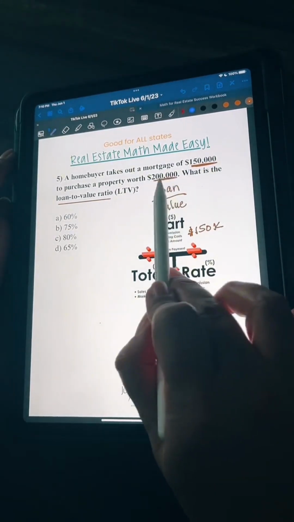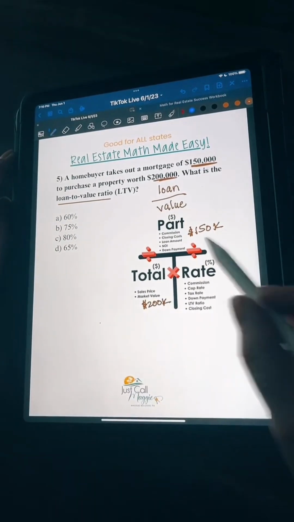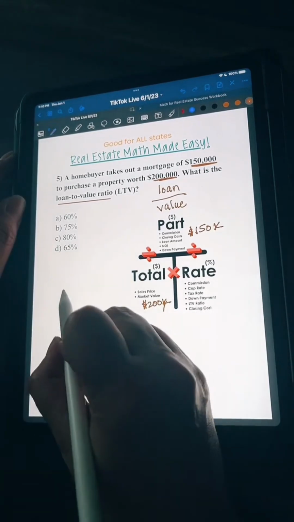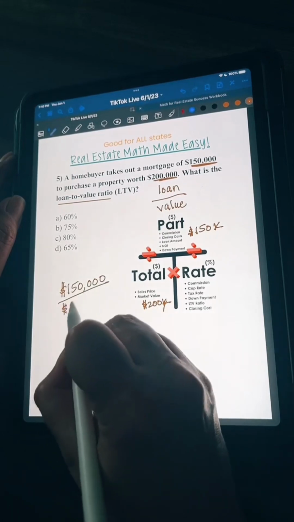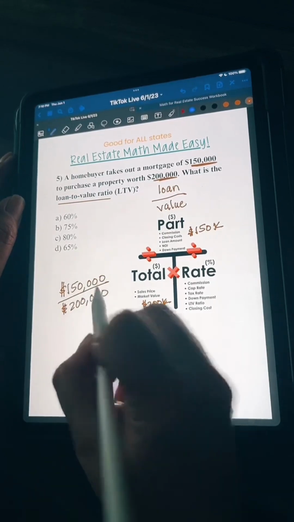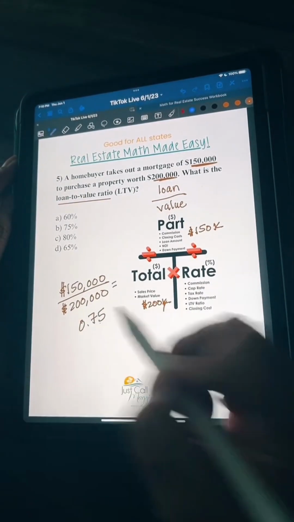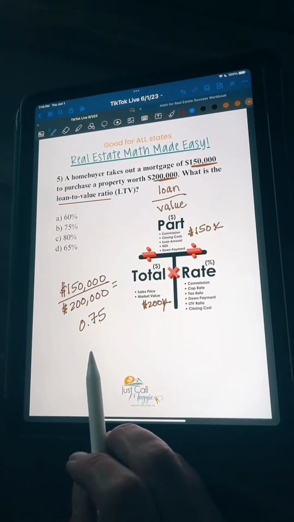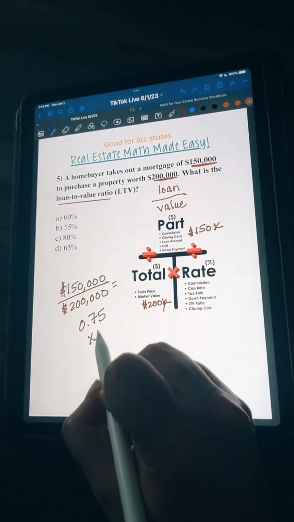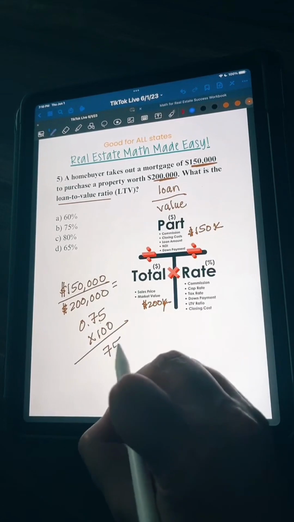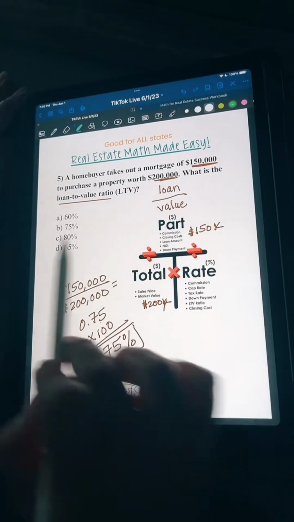Okay? And then the property is worth $200,000. That's my total amount. So $200K here. So when I divide these two, 150,000 divided by 200,000, what does that give me? That gives me 0.75. But remember to convert this to a percent. The way we convert this to a percent is by multiplying by 100. So then that's going to equal 75%. So the answer is B.